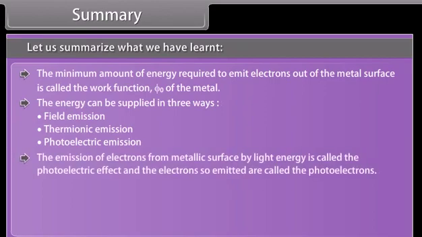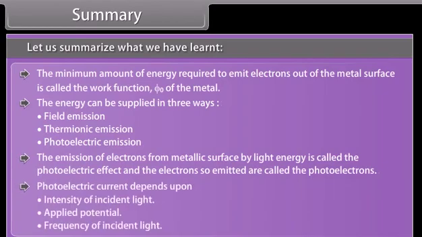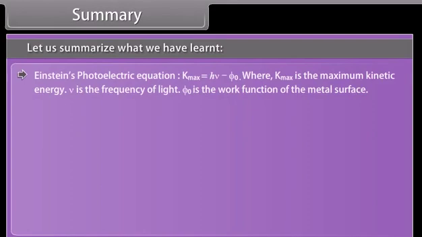The emission of electrons from a metallic surface by light energy is called the photoelectric effect, and the electrons so emitted are called the photoelectrons. Photoelectric current depends upon intensity of incident light, applied potential, and frequency of incident light. Einstein's photoelectric equation: Kmax = h nu - phi0, where Kmax is the maximum kinetic energy, nu is the frequency of light, and phi0 is the work function of the metal surface.